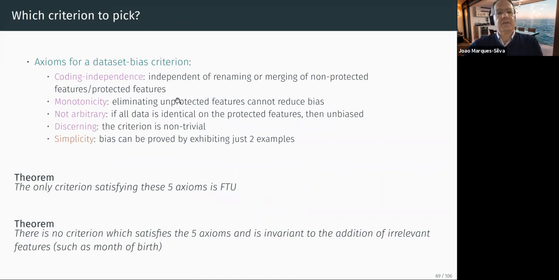Going back to the criterion, what we showed in the paper is that if we come up with a bunch of 5 quite fairly reasonable axioms for a criterion, which we call coding independence, monotonicity, non-arbitrary, discerning, and simplicity, we prove in the paper that the only criterion that satisfies the 5 axioms is FTU. So what is the point of this? It's just saying that even though it can be criticized, it's a fairly good criterion for fairness. Okay, and that's essentially the main result.